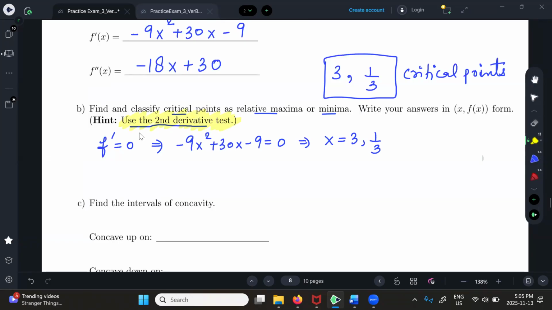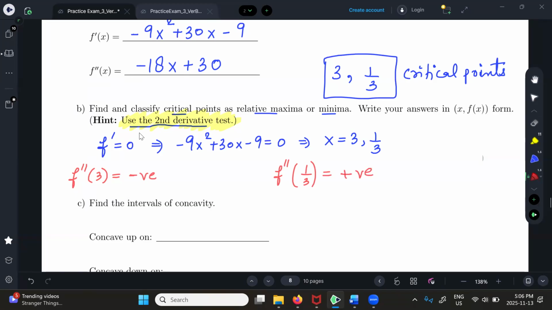I don't want happy, sad faces on the paper. Okay? That's what we did when we did not know any better. F double prime of 3. What do you get? Plug it in the second derivative. Is it negative or positive? F double prime of 1 over 3. Come on, somebody. It's negative? Anybody else getting negative? It should be negative. What about this one? It should be positive.